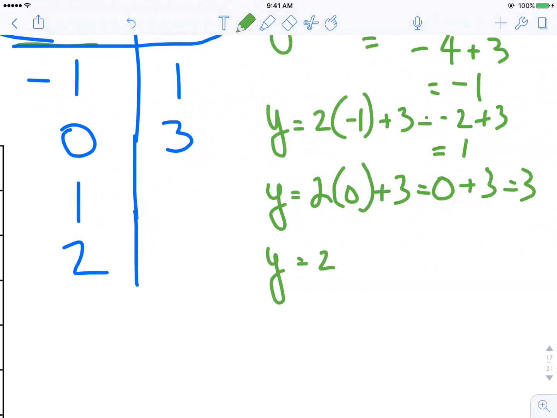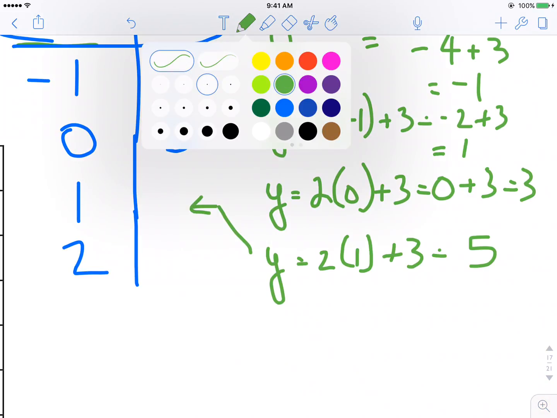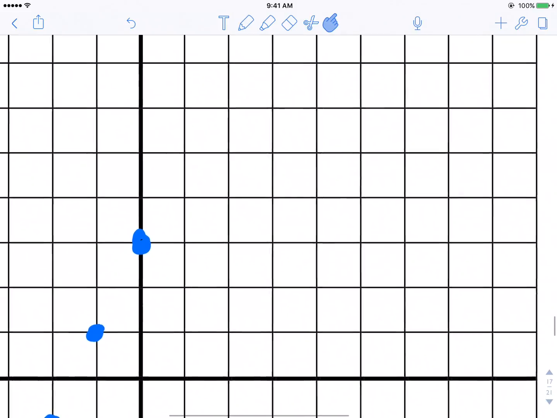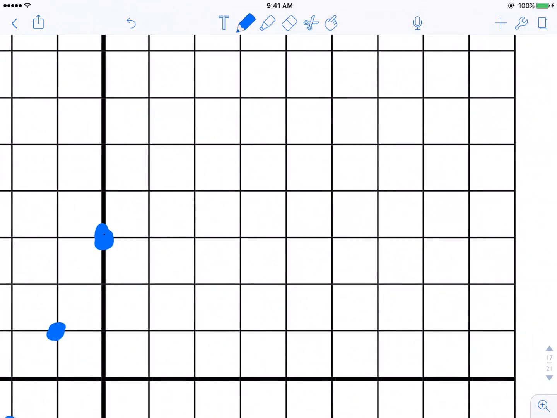And I'll do these two real quick and then plot them both at the same time. If y is equal to 2 times 1 plus 3, well, 2 times 1 is 2, plus 3 is 5. And then, of course, so that's this one, 5. And then my last one, y is equal to 2 times 2 plus 3, which is equal to 4 plus 3, which is equal to 7. 7 goes here. So 1, 5, and 2, 7 are my two other points I plot.